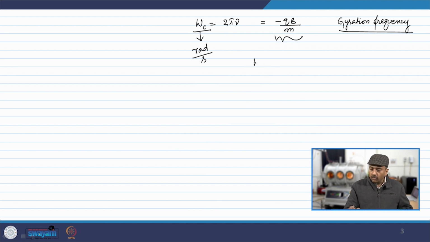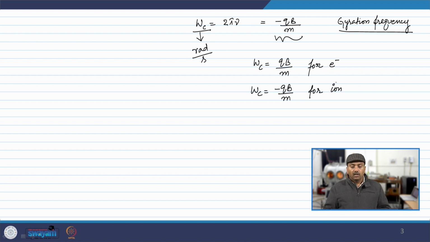So, for electrons, omega c can be written as q B by m, right, and omega c for ions can be written as minus q B by m. Now, the purpose of this negative symbol is that it denotes the direction of motion.